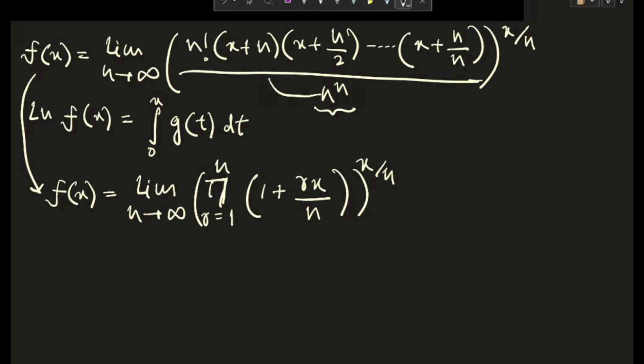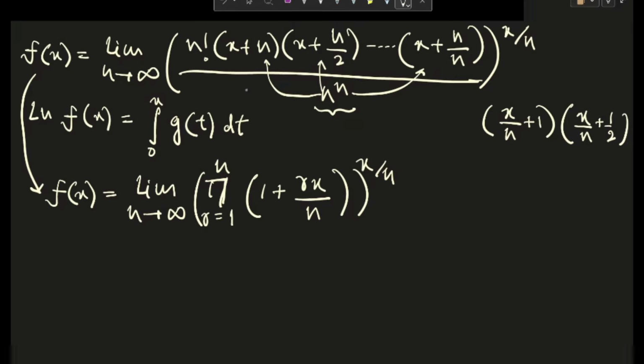So from here you put one n into each of these brackets, all these brackets. I am writing the first two brackets for your reference to show. It will become x by n plus 1, and this thing will become x by n plus half, okay?